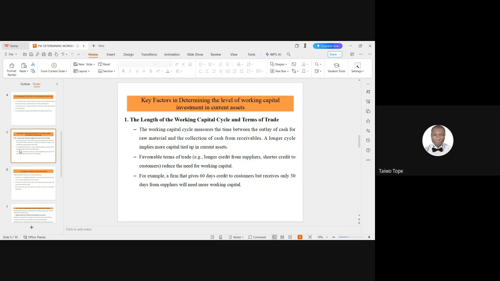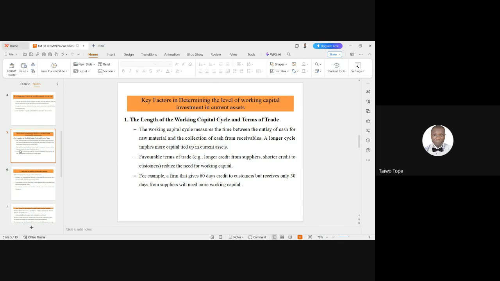So this results in idle cash earning low returns. For example, you can have a case of a supermarket holding 3 months of stock to avoid shortages, even though it pays more for warehousing. So this is conservative policy. While the aggressive policy keeps minimal current assets, relying on faster inventory turnover and tighter cash control.